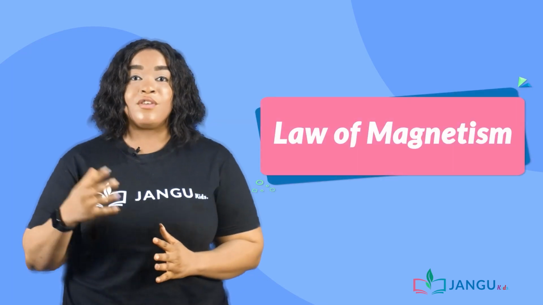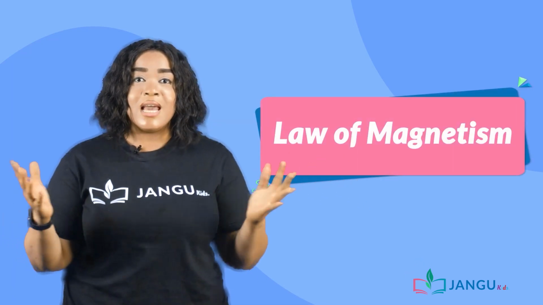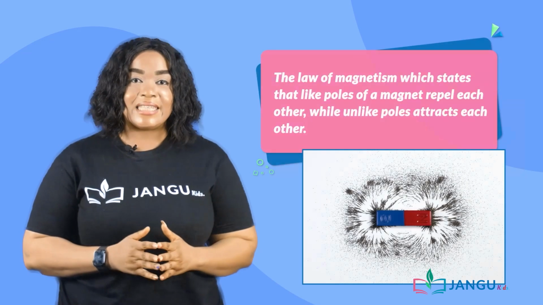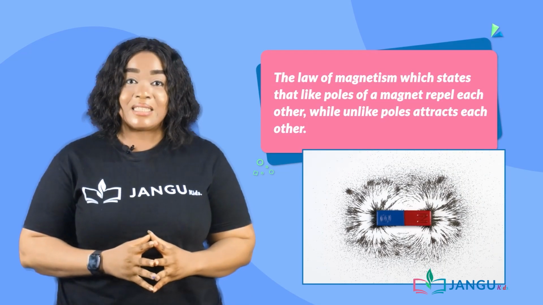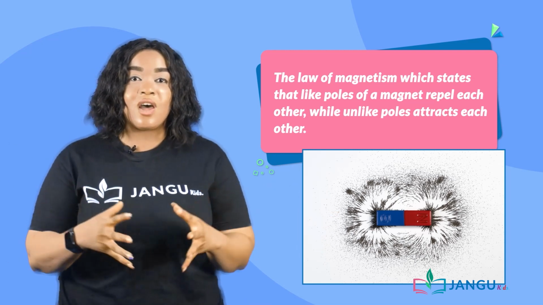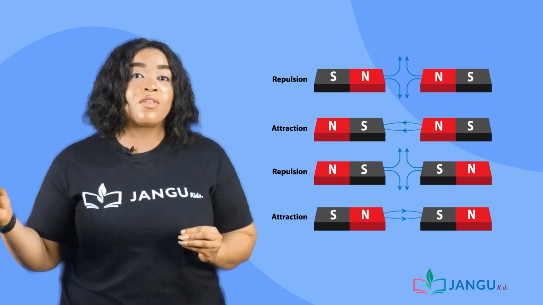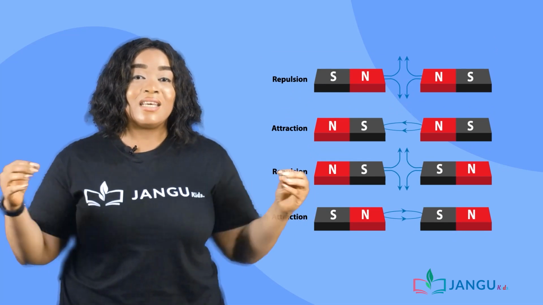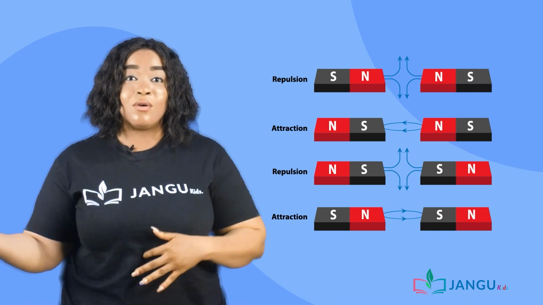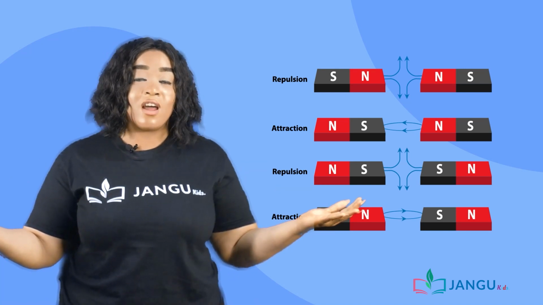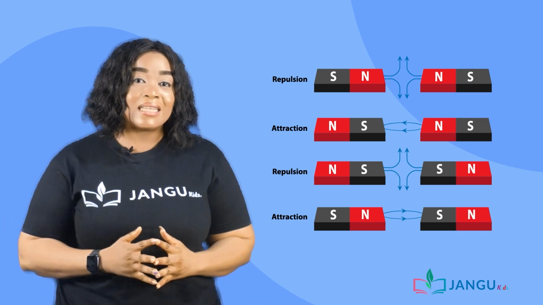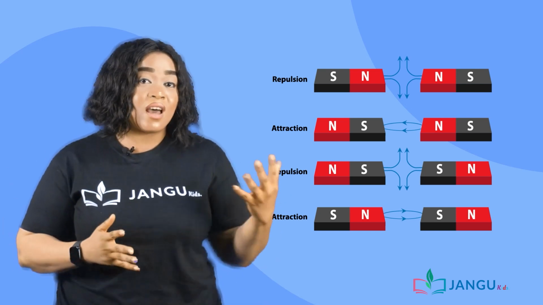All magnets have north and south poles, and this brings us to the law of magnetism, which states that like poles of a magnet repel each other while unlike poles attract each other. It implies that the north and south poles of a magnet attract each other, while the north pole of a magnet repels the north pole of another magnet. Similarly, the south pole of a magnet repels the south pole of another magnet.